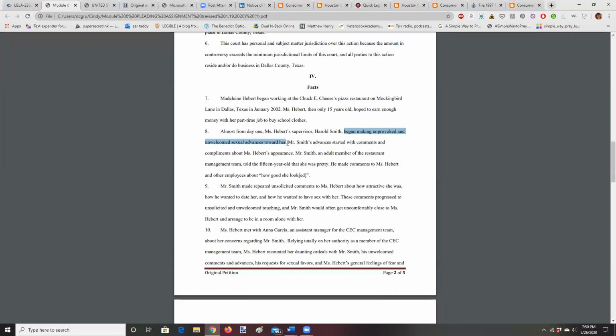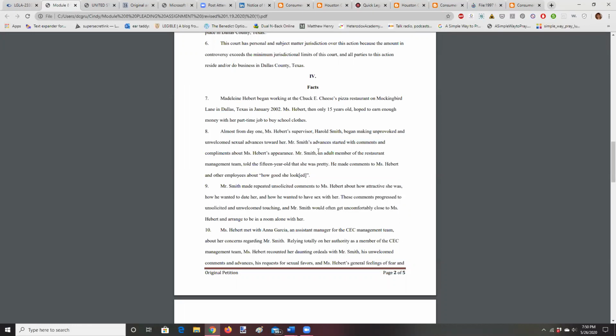And then you have to go to the next sentence: "Mr. Smith's advances started with comments and compliments about Miss Abear's appearance." Again, you're probably going to deny this, but let's say Mr. Smith says, well, you know what, I did compliment Miss Abear's appearance one day. She was wearing her hair in a new way, and I said, that's very attractive. So you might feel that you need to admit that Mr. Smith gave Miss Abear a compliment once, but you're denying the rest of the allegations.